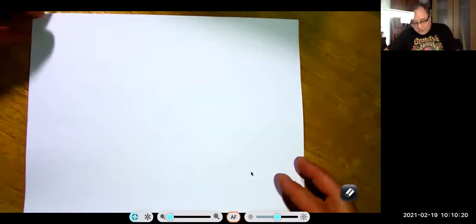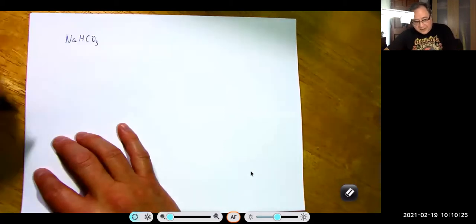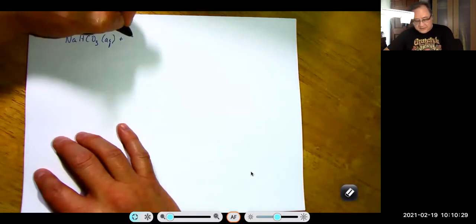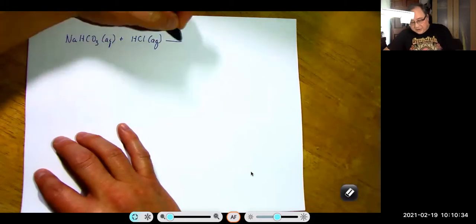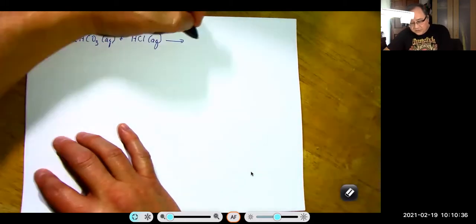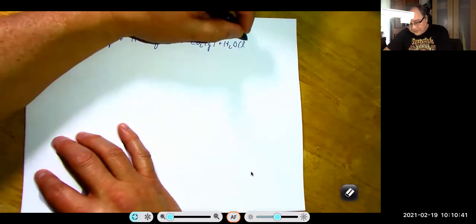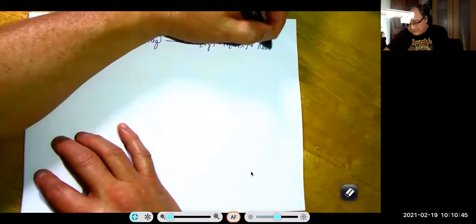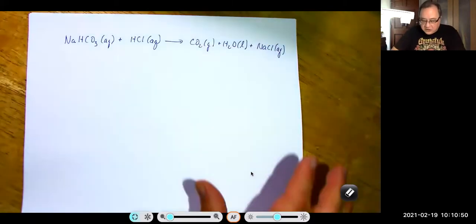So I'm going to change things a little bit. NaHCO3 aqueous plus HCl aqueous gives you CO2, H2O, and again, NaCl. So what would the net ionic reaction look like for this one?